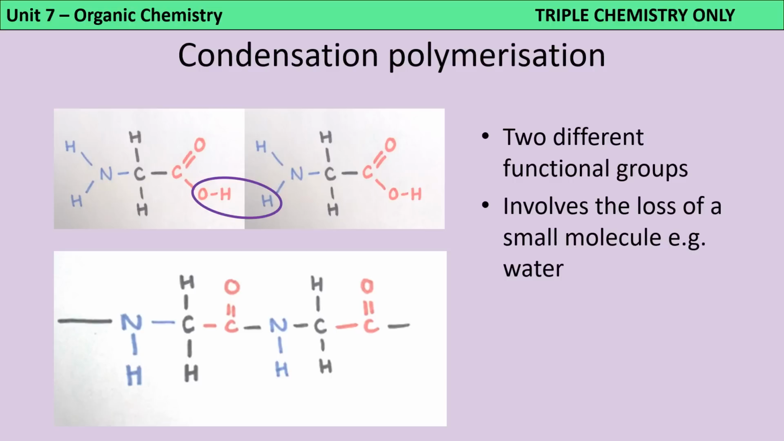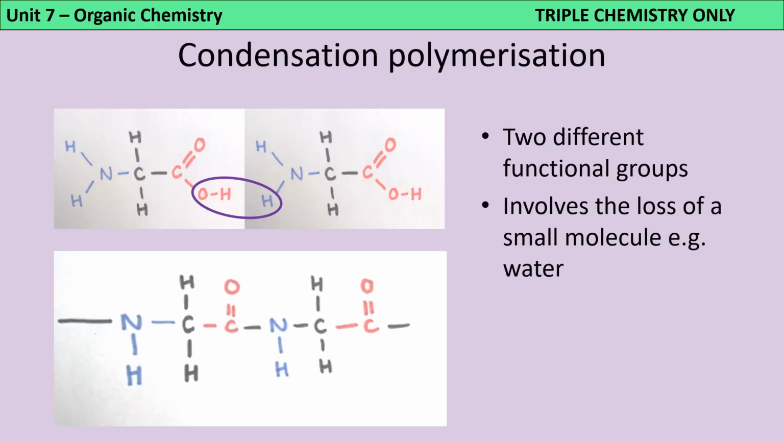In a condensation polymerization reaction, you need two different functional groups. This could either be a situation where you have two different monomers, each of which has a different functional group. So for instance, you could have a dicarboxylic acid and a diol, which is basically an alcohol with an alcohol group on each end. Or you can have a single monomer, like these amino acids, which has two different functional groups, one on each end.